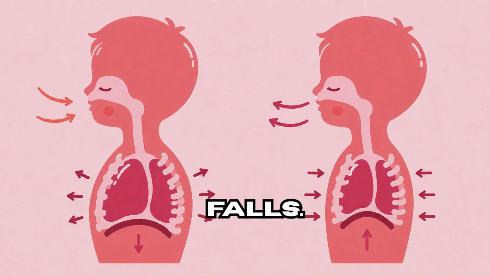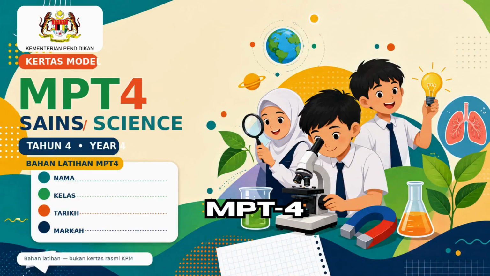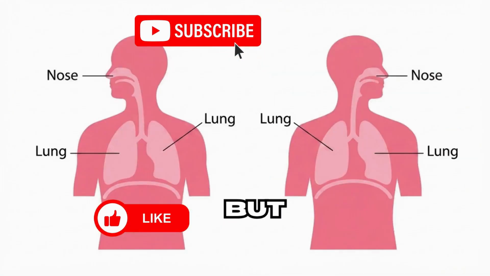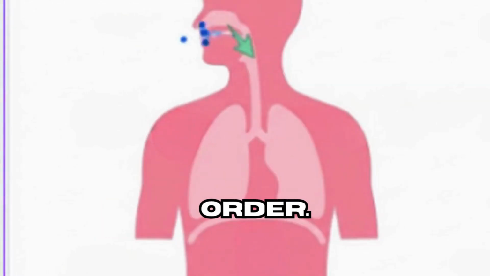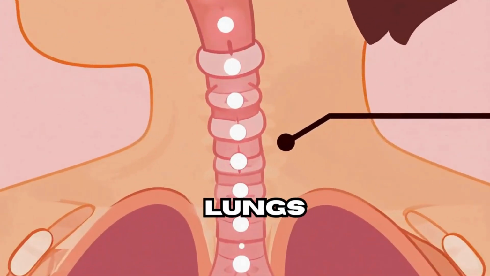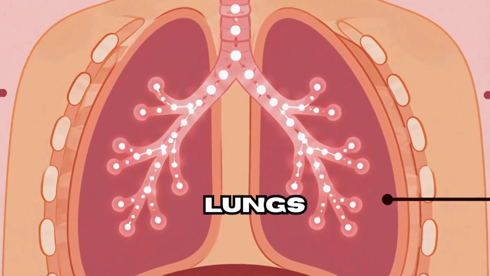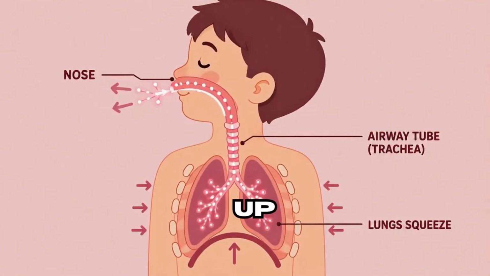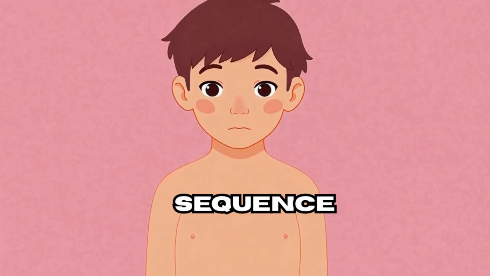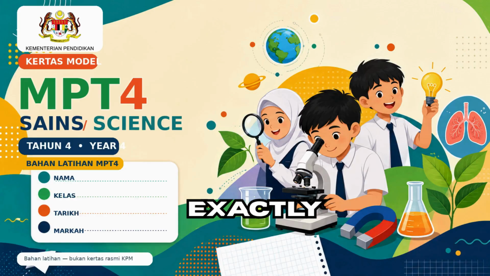The chest falls. This is where MPT4 likes to test something specific, not just naming the parts, but putting the steps in the right order. Air in through the nose, down the tube, into the lungs, lungs expand. Then lungs squeeze, air moves back up the tube, and out through the nose. If your child can explain that sequence in order, they've got exactly what MPT4 is looking for.